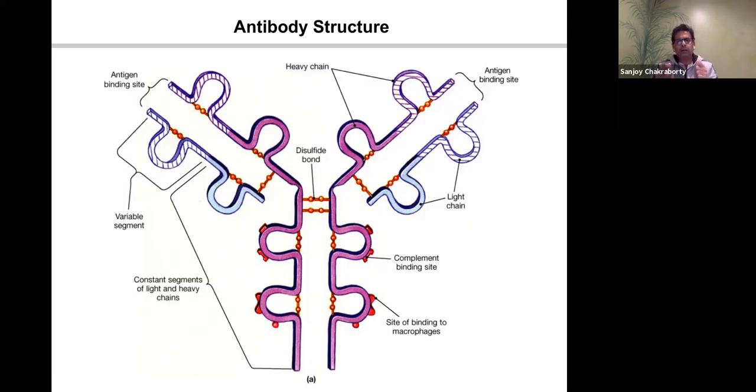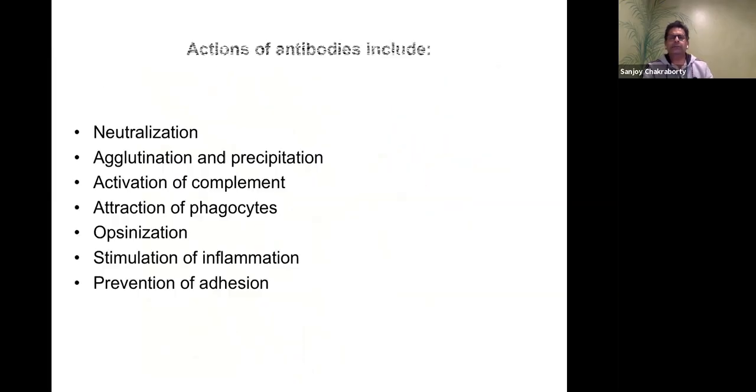So if you take 2 Honda keys of the same year, most likely the bottom part will look the same, but the top part is different. That's the variable part. So the variable part of the light and heavy chains is different, and the bottom part, the constant part, is the same. And that is why we create multiple different types of immunoglobulin molecules, which keep you safe. Different molecules have slightly different functions.